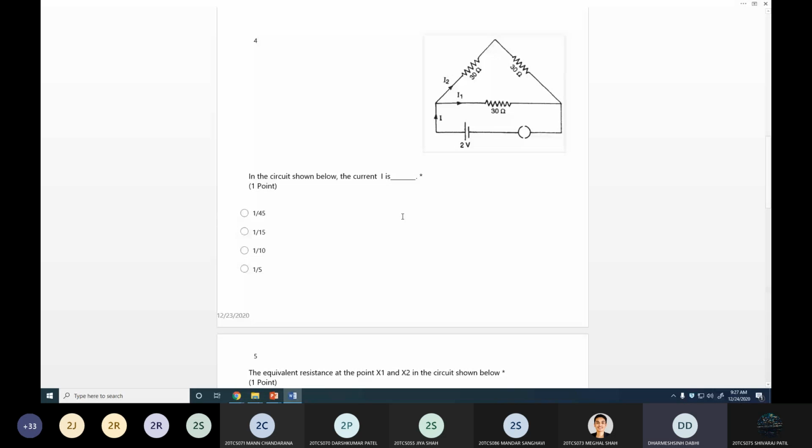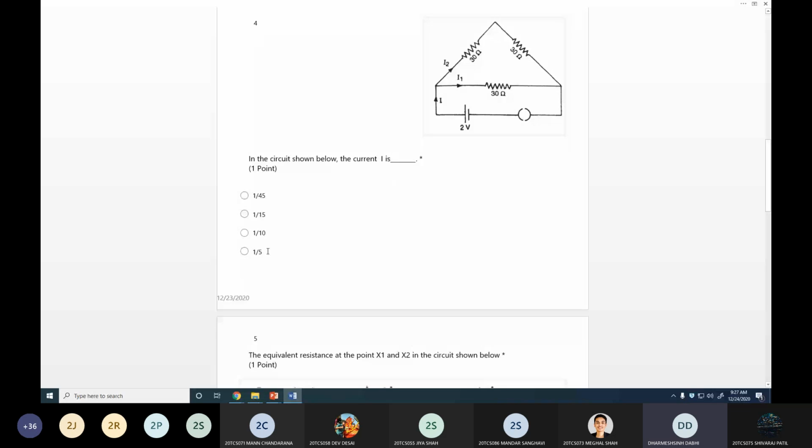Okay. Which rule do you use in this? How to solve this? The 30 and 30 ohm are in series. So 30 and 30 in series gives 60, and with that equivalent, the other 30 is in parallel. So 60 parallel 30, you get R equivalent equal to 20 ohm. Then we will use V equals IR. Then we get 1 by 10 ampere. Very good. So the answer is 1 by 10 ampere.